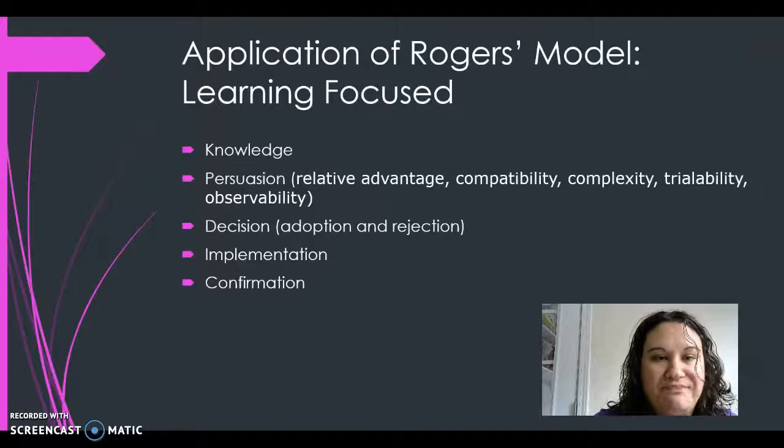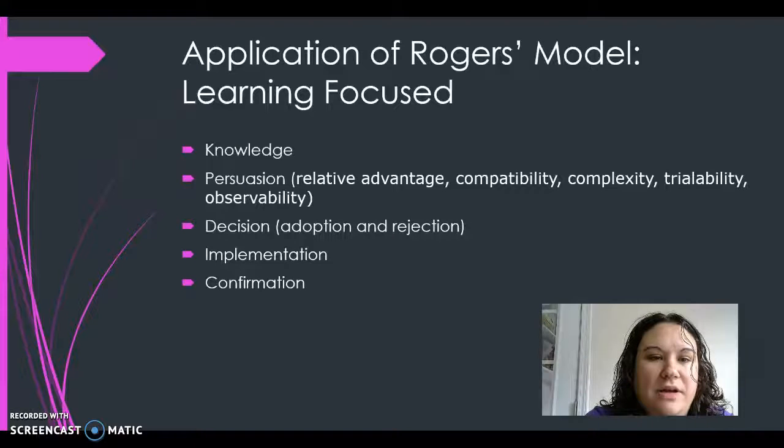Pretty simple. So in my own life, the application of Rogers' model, I think about learning focus a lot.